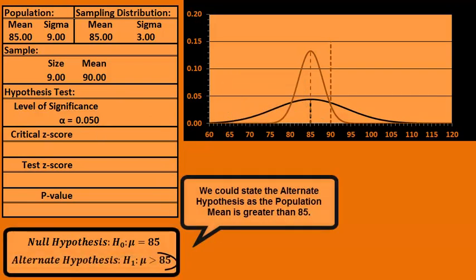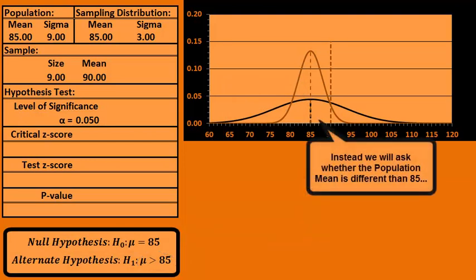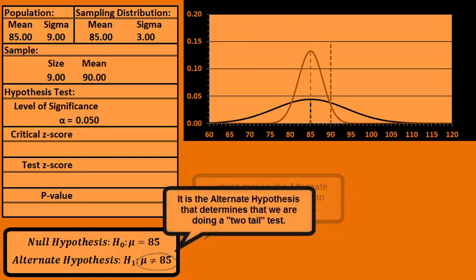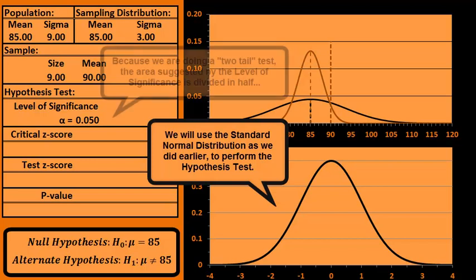We could state the alternate hypothesis as the population mean is greater than 85. Instead, we will ask whether the population mean is different than 85, which makes the alternate hypothesis the population mean is not equal to 85. It is the alternate hypothesis that determines that we are doing a two-tailed test. We will use the standard normal distribution as we did earlier to perform the hypothesis test.